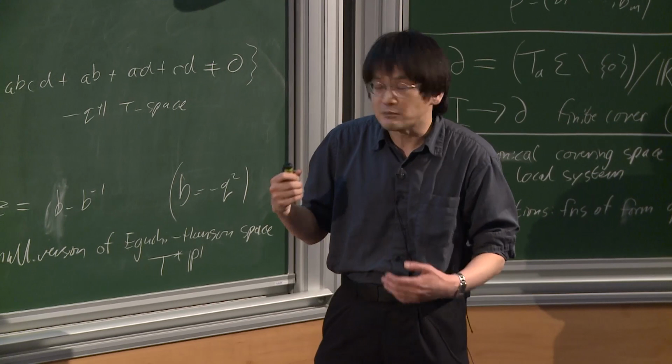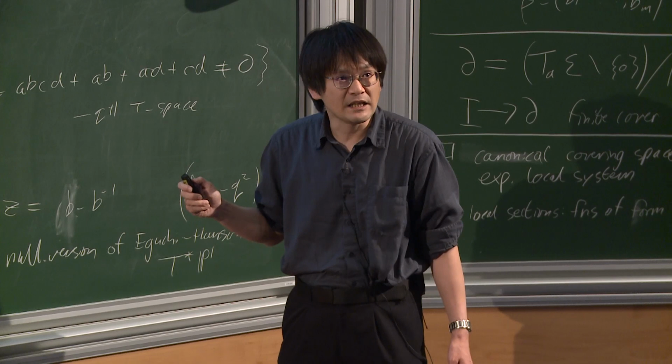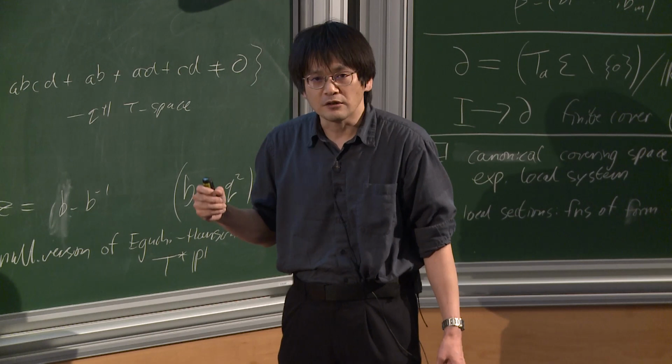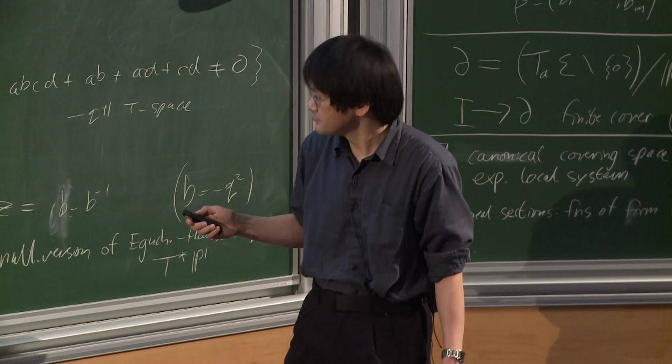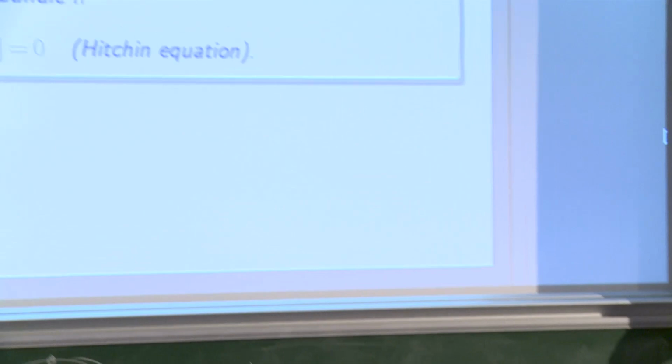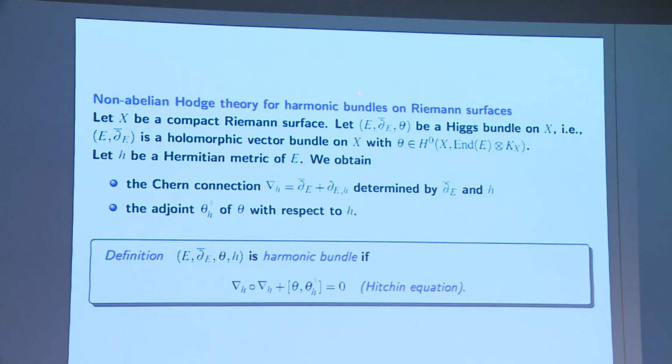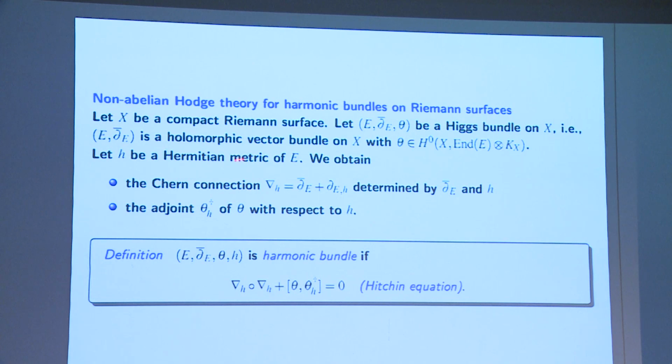Okay, before explaining our main results more precisely, let me remind you of the very beginning of non-abelian Hodge theory very briefly. We consider only the one-dimensional case. Let X be a compact Riemann surface, and we consider a Higgs bundle on the Riemann surface, which means (E, del E bar) is a holomorphic vector bundle, and theta denotes a holomorphic section of End(E) tensor the canonical bundle of X.